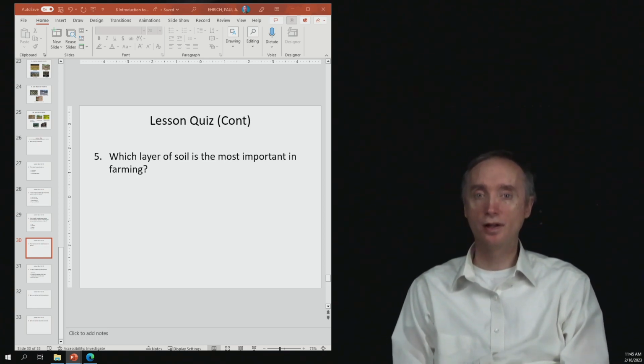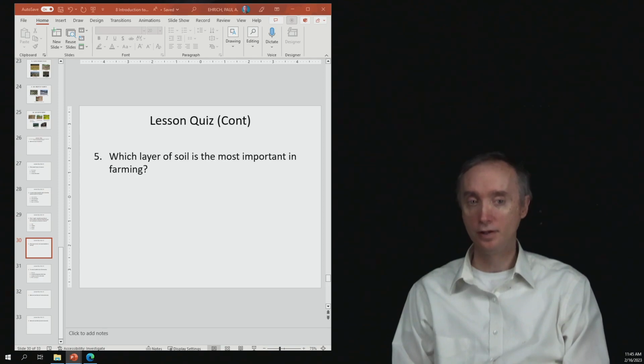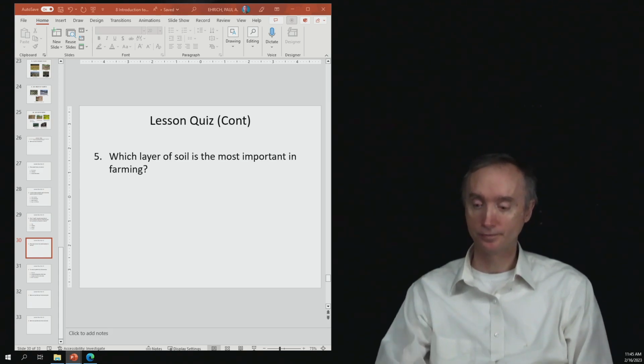Number 5, which layer of soil is the most important in farming? So that's going to be the topsoil. So the topsoil contains the O layer, which is the organic material, and then it's also going to contain the A layer, which is that organic material mixed with minerals to make humus.